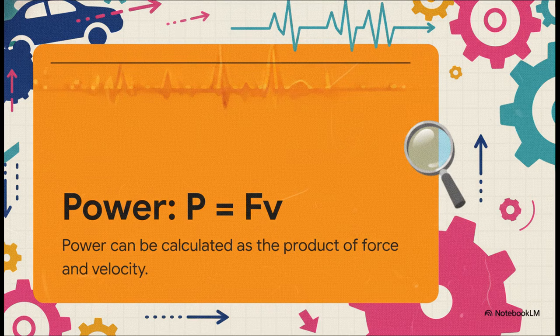Okay, this next one is a lifesaver, a fantastic shortcut. While power is work over time, you can also get it just by multiplying force and velocity. This formula is your best friend for any question about something moving at a constant speed, like a car just cruising down the highway.